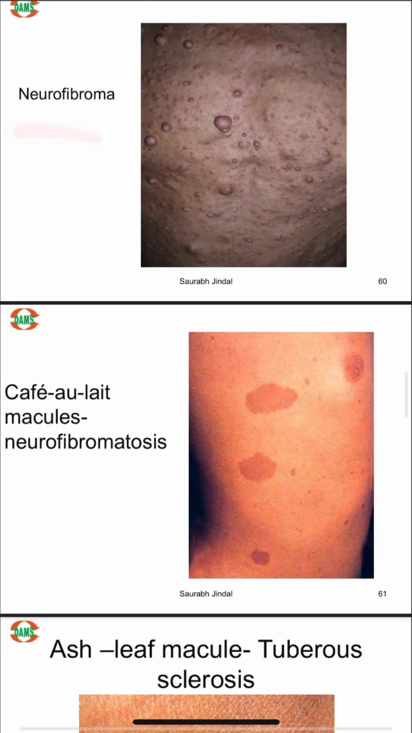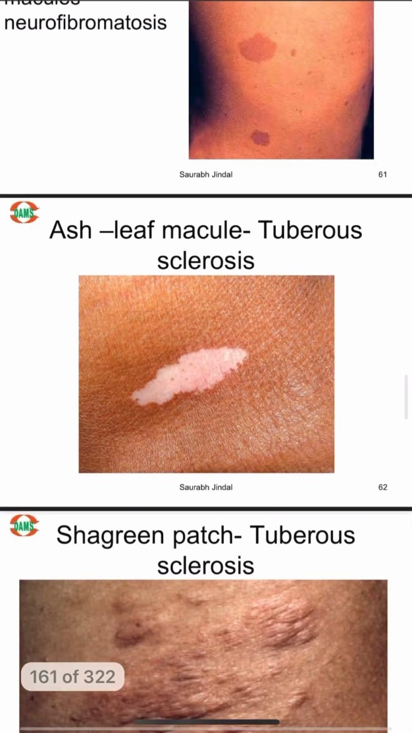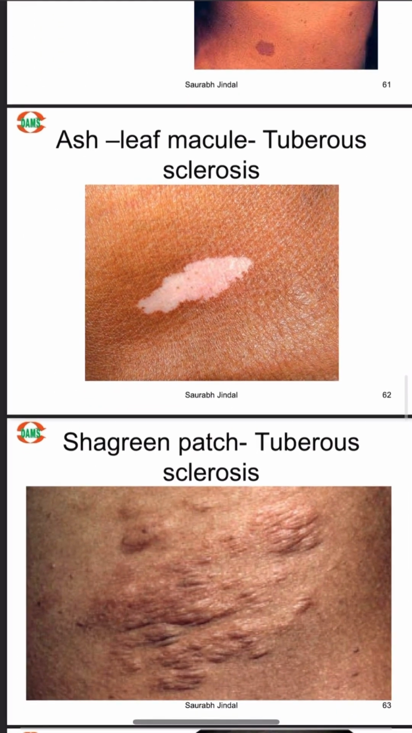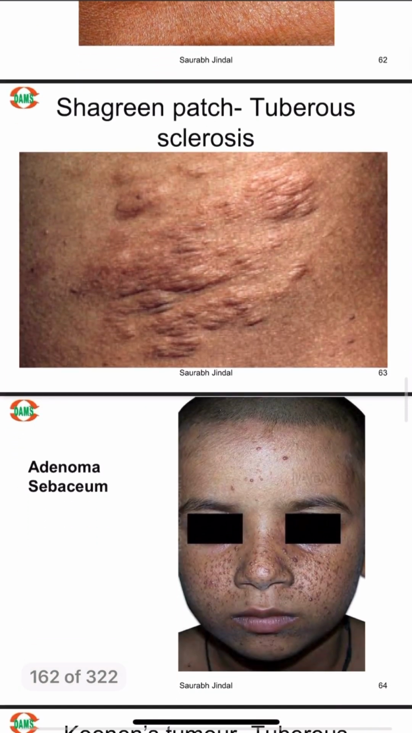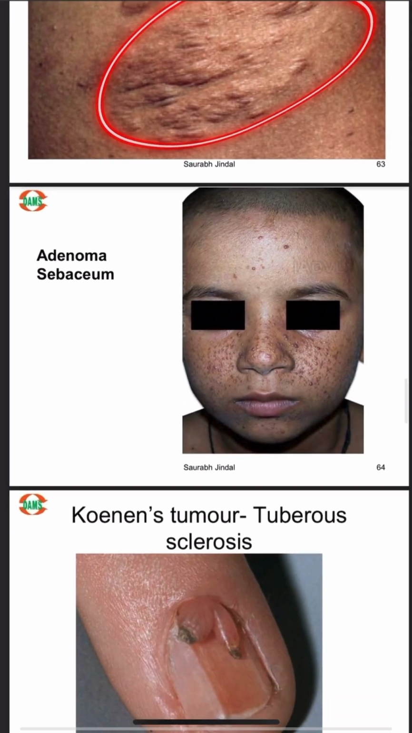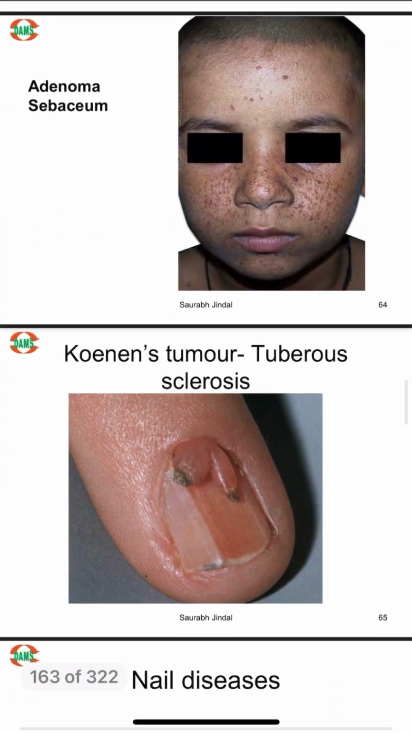This is neurofibroma. Cafe-au-lait macules are seen in neurofibromatosis. Ash leaf macule seen in tuberous sclerosis. Shagreen patch again seen in tuberous sclerosis. These are all genodermatosis disorders. Adenoma sebaceum. This is Koenen's tumor seen in tuberous sclerosis.